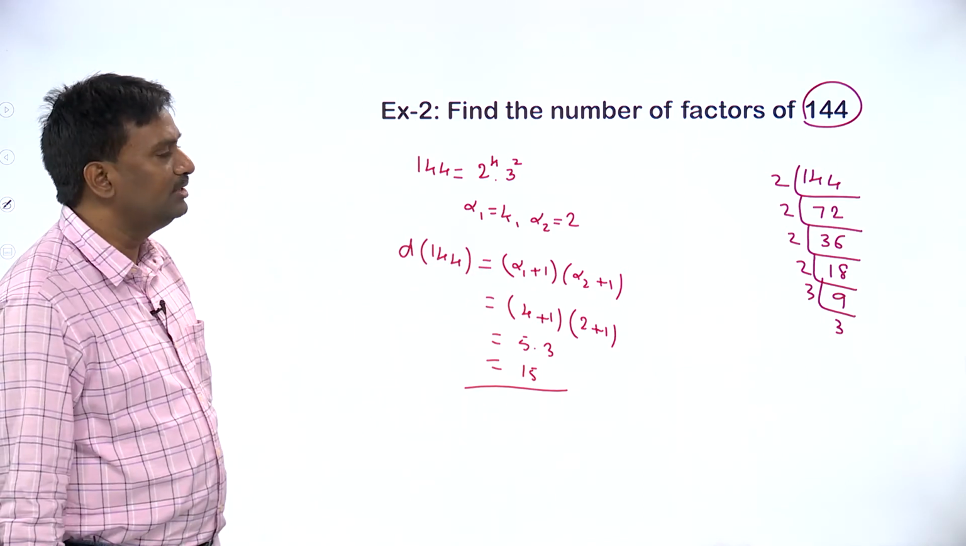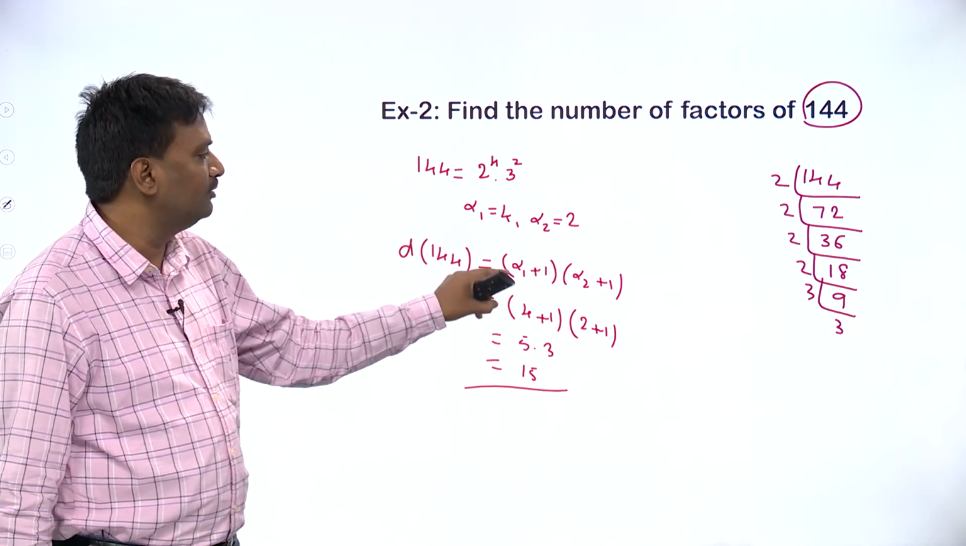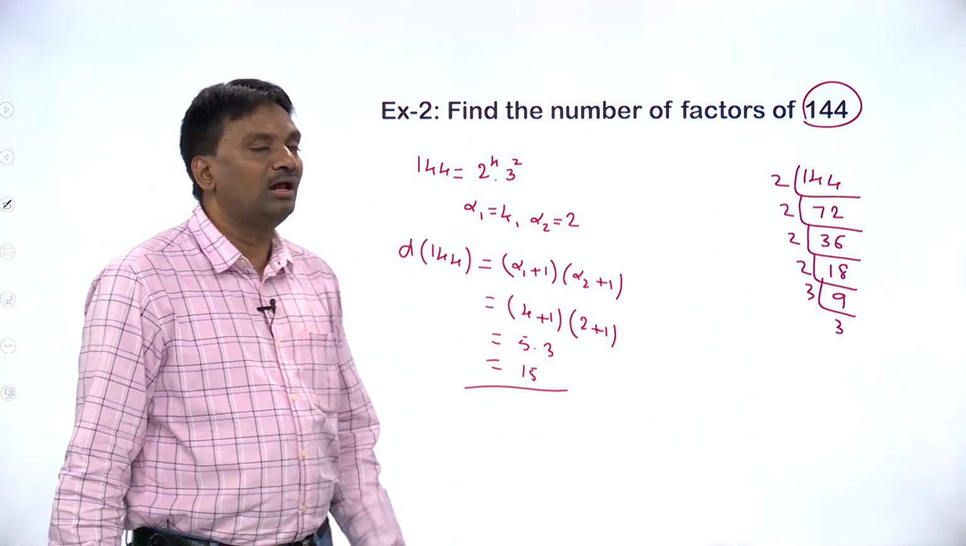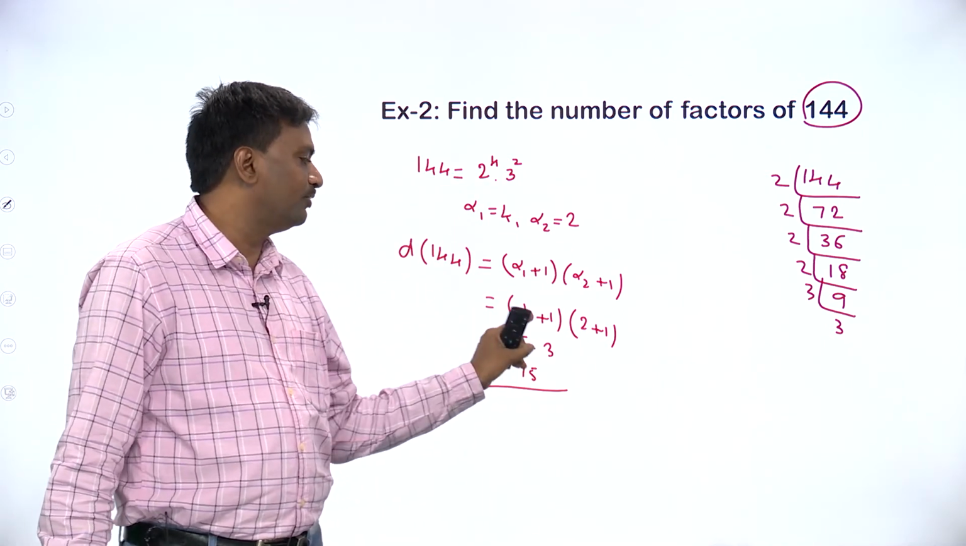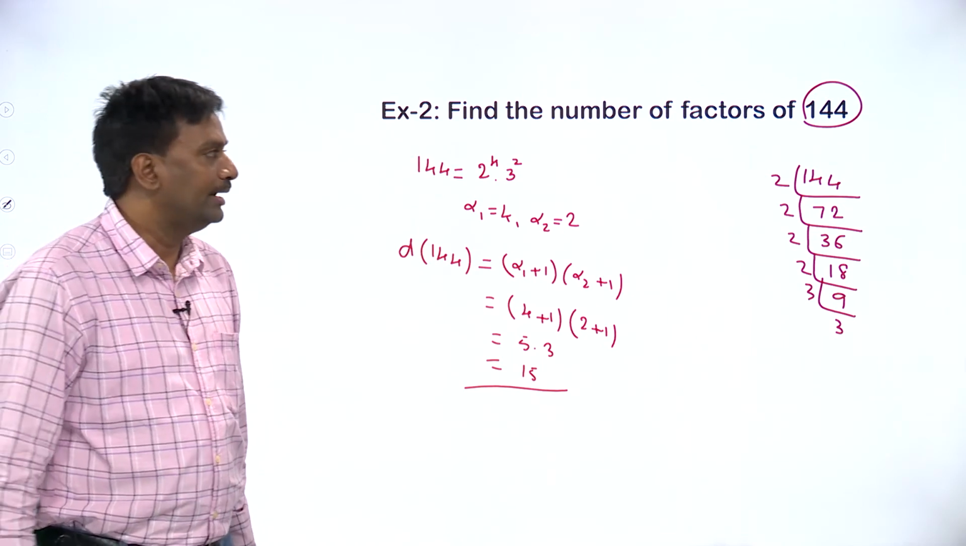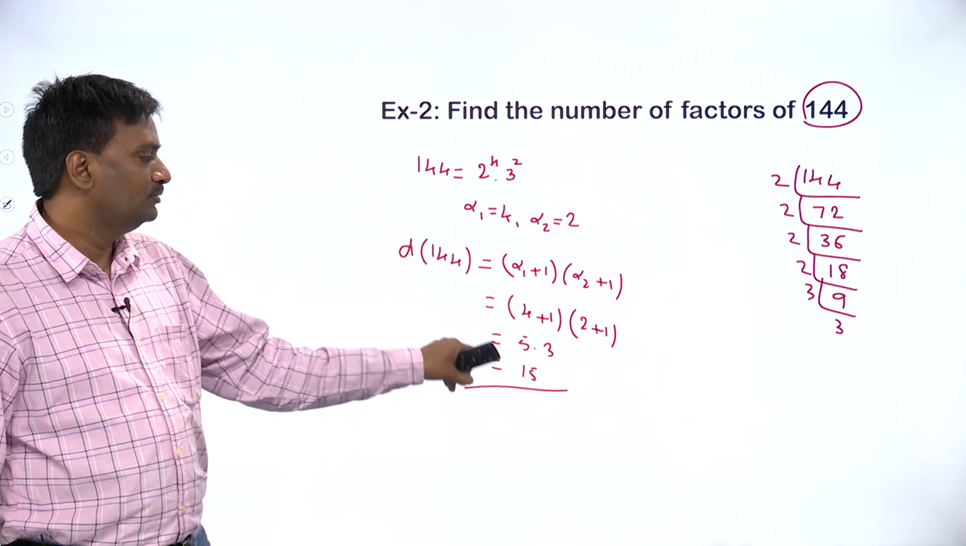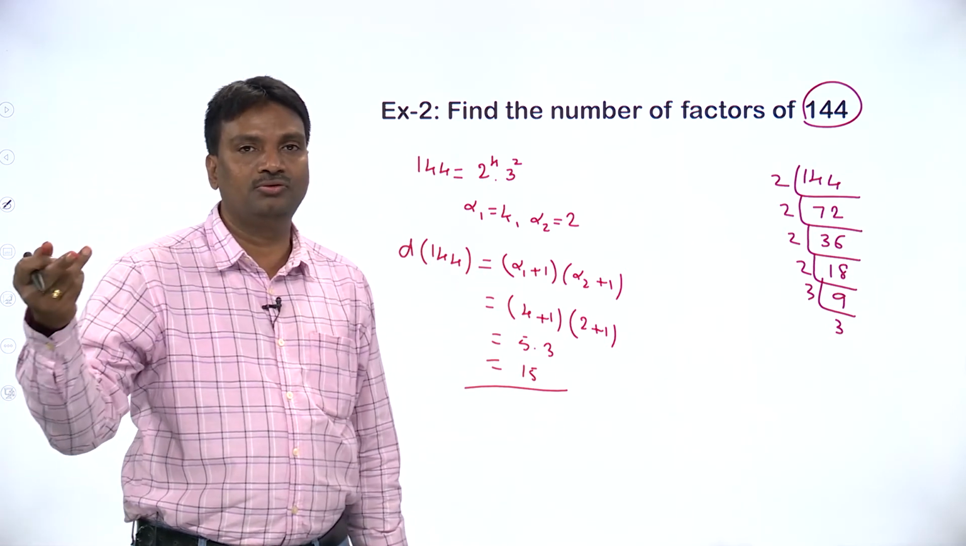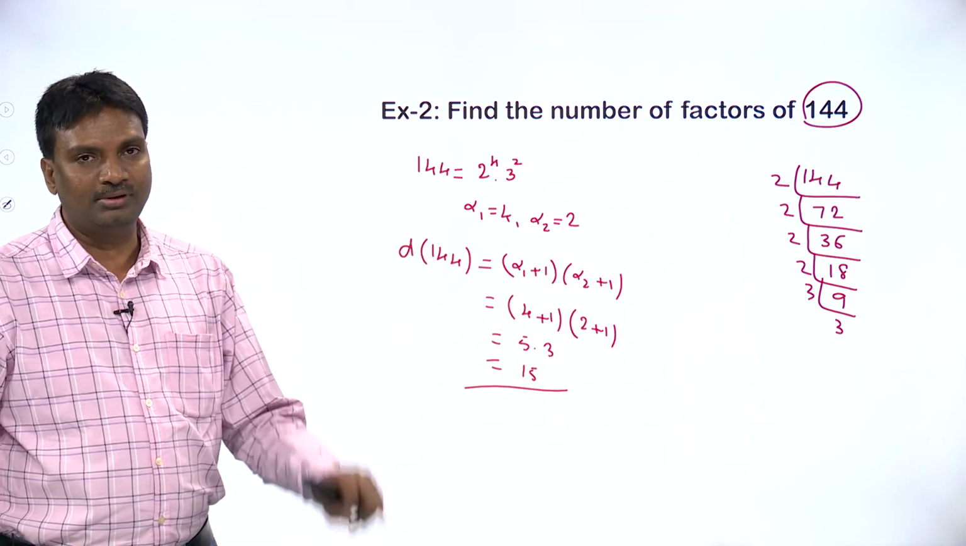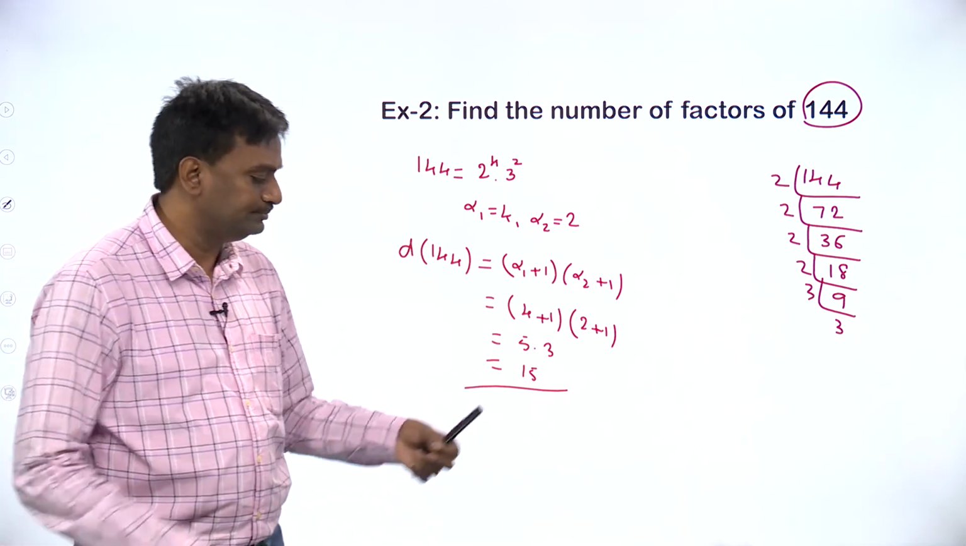Now, the number of divisors of 144, that is d of 144, equals alpha 1 plus 1 into alpha 2 plus 1, 4 plus 1 into 2 plus 1, 5 into 3 equals 15. So the number 144 has 15 factors. Those 15 factors are 1, 2, 3, 4, 6, 9, 12, so on, like that, 24 and 144.